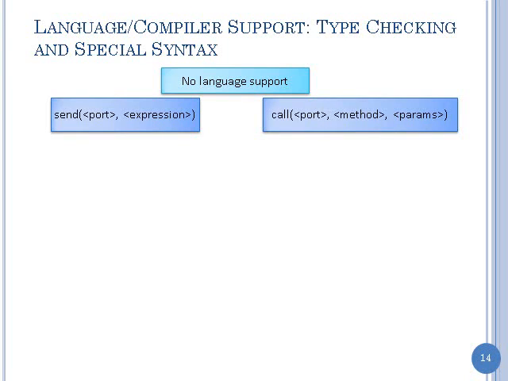Let me also highlight the difference between language support and no language support, because these ideas came from both operating systems and programming languages. So the no language support was you say send port expression, call port method parameters. The trouble here is that that port could take values of different types.